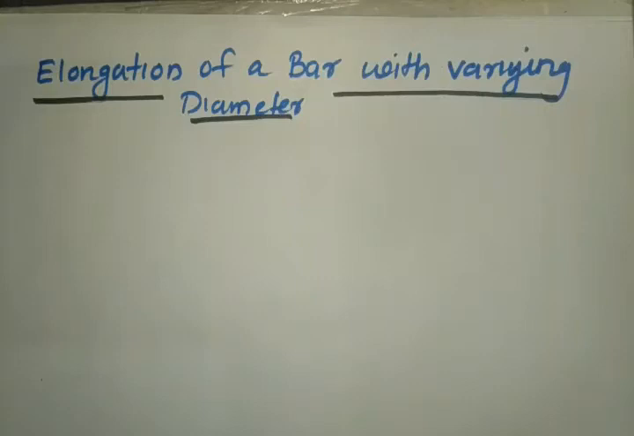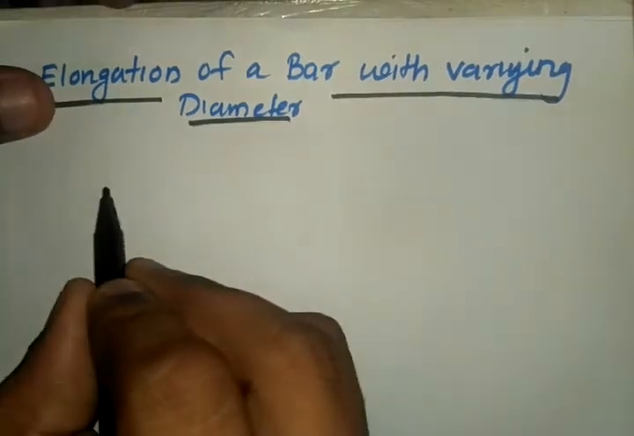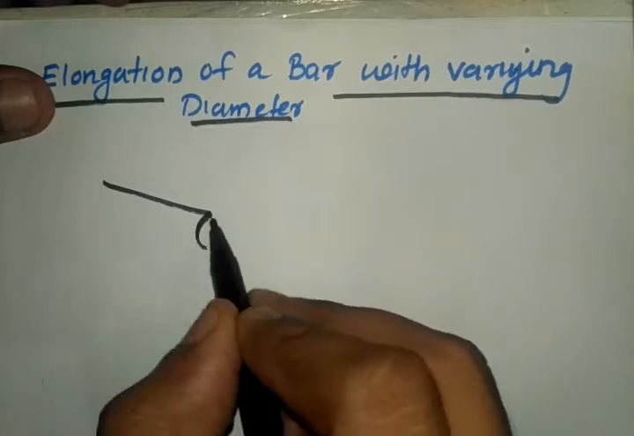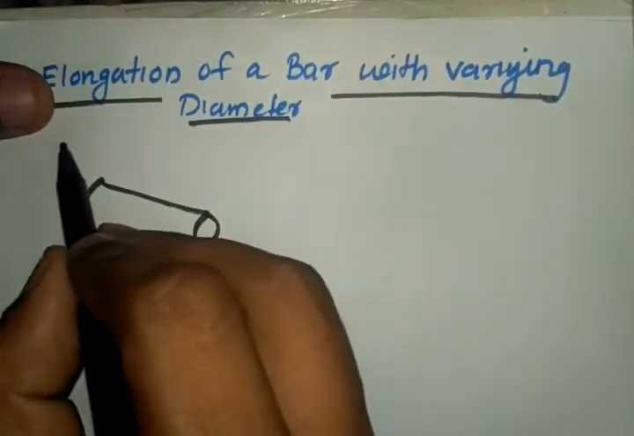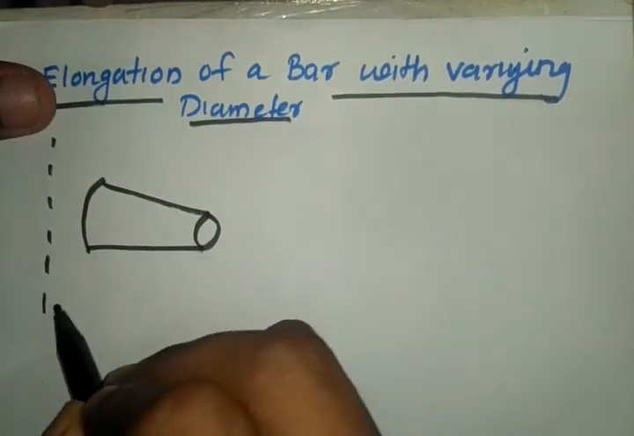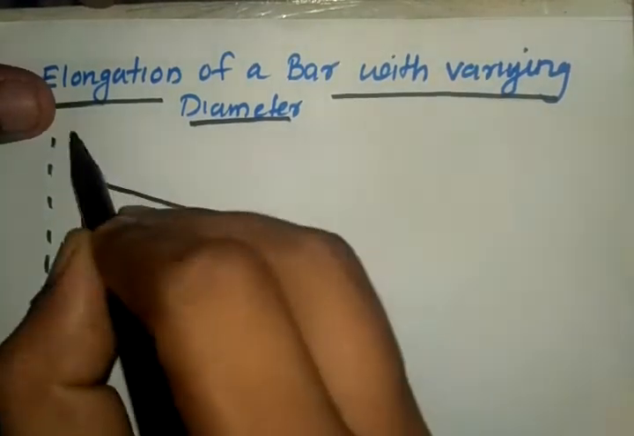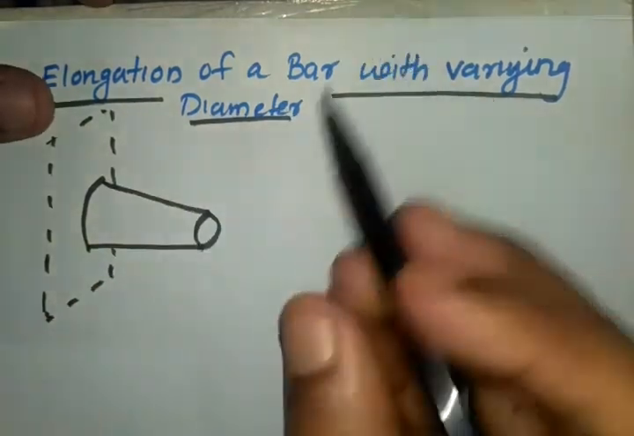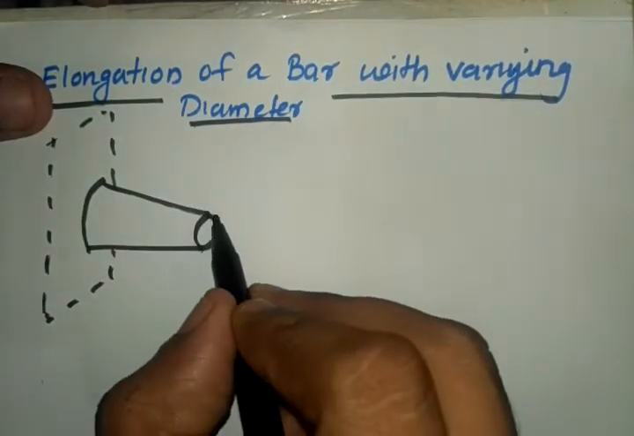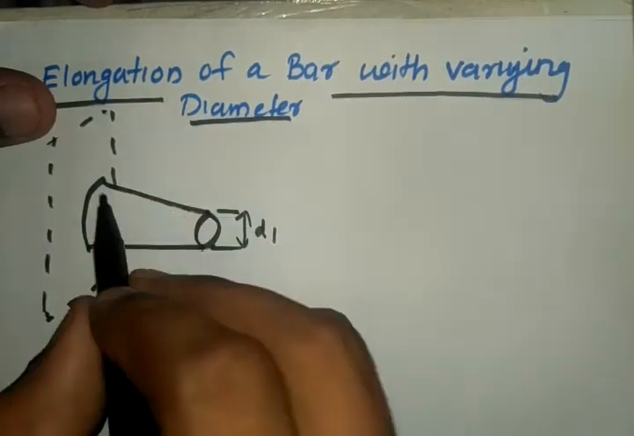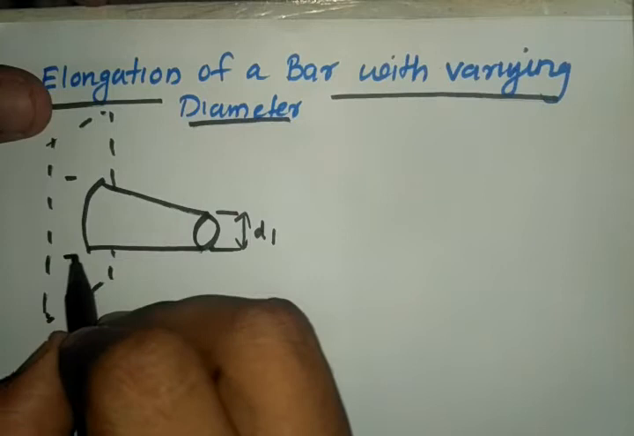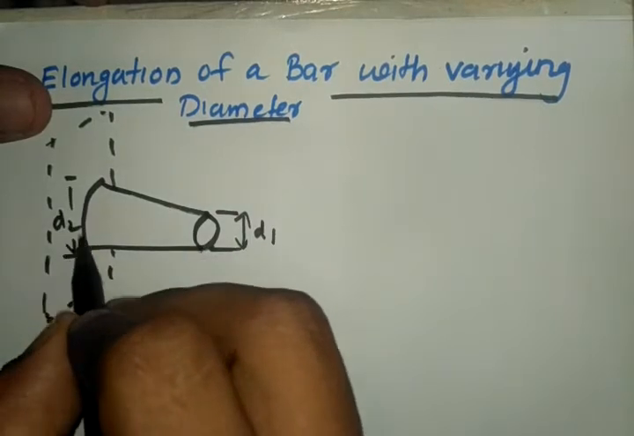Hi friends, in this tutorial we will be dealing with the elongation of a bar with varying diameter. We have a bar like this, and this is a 3D view of the bar. So this is the bar. It is having a diameter of D1 here, and it is having a diameter of D2 here.